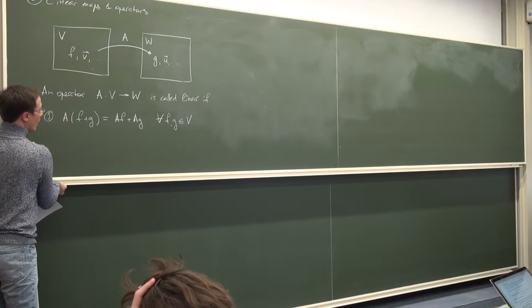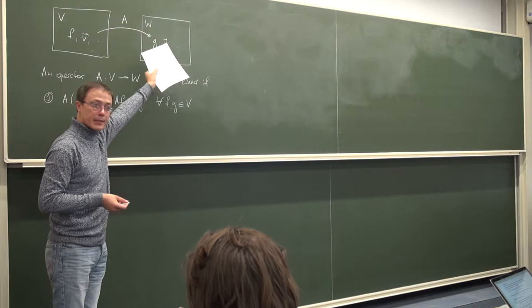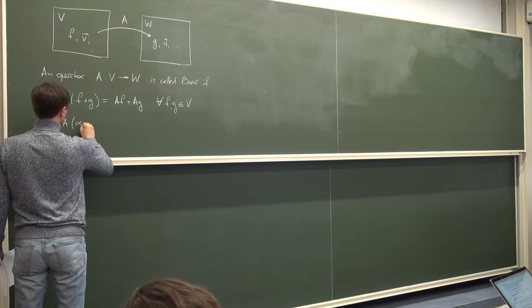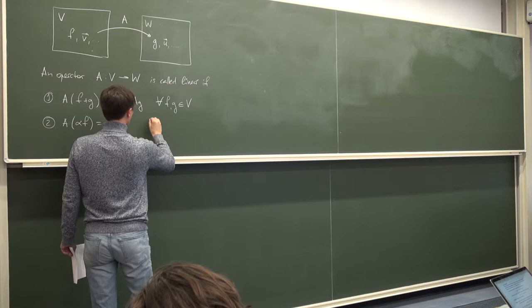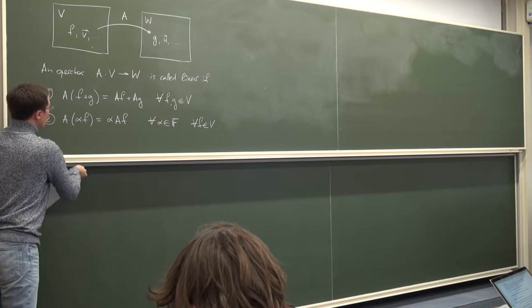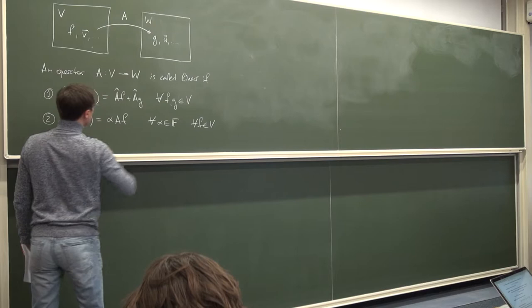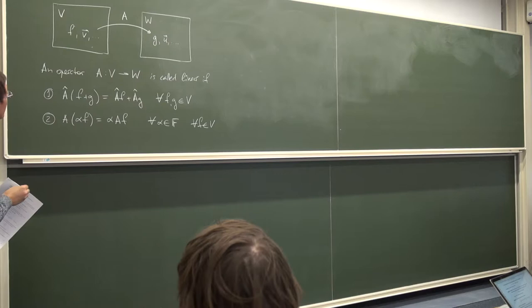Likewise, we must require, for it to be a linear map, that if we multiply a function or a vector here by a constant, its image must likewise be multiplied by a constant. So A acting on alpha f should be alpha Af for any alpha in our scalar field and for any function in V. Normally, if we are dealing with functions, operators have hats on them, like that. And if we are dealing with vectors, they are normally indicated with a bold font, because as we shall see in a moment, they are actually matrices.